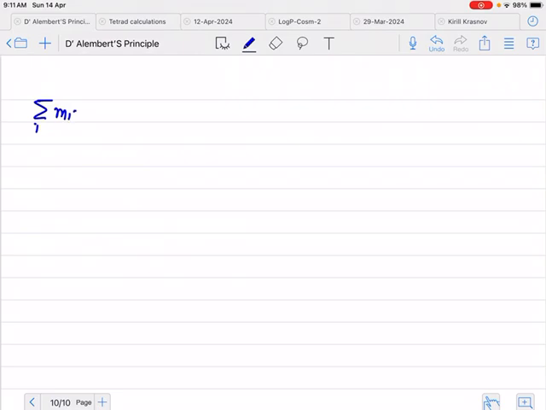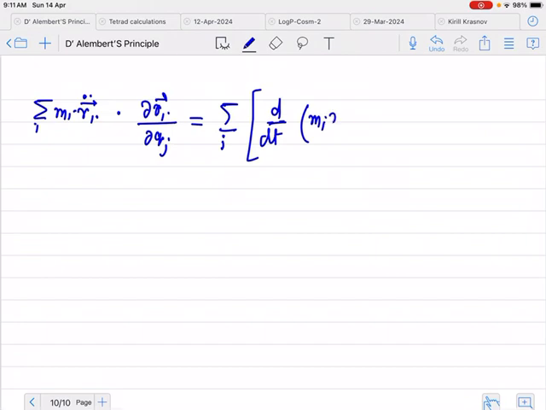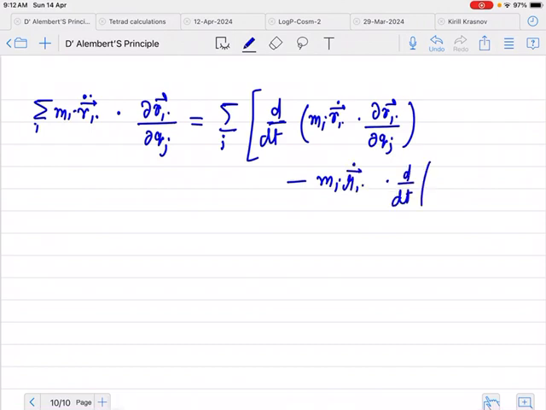So mi ri double dot del Ri over del qj is equal to sigma i of d over dt of mi ri dot del Ri over del qj, minus mi ri dot d over dt of del Ri over del qj, equation 1.50.